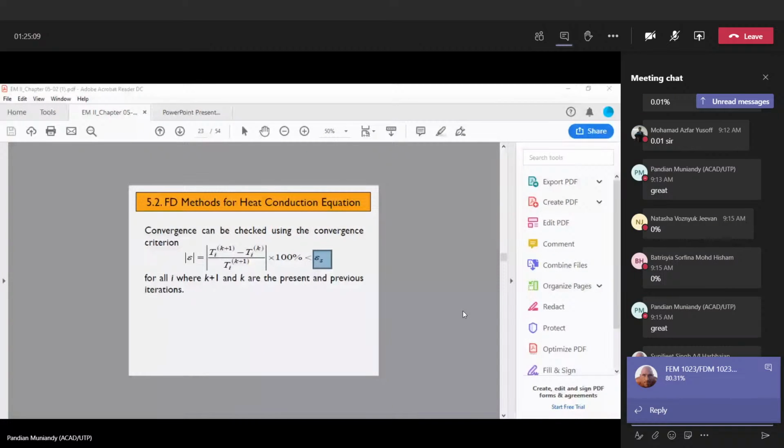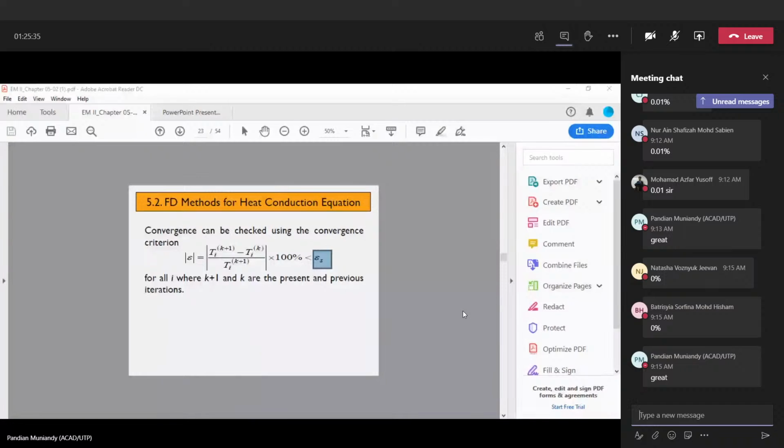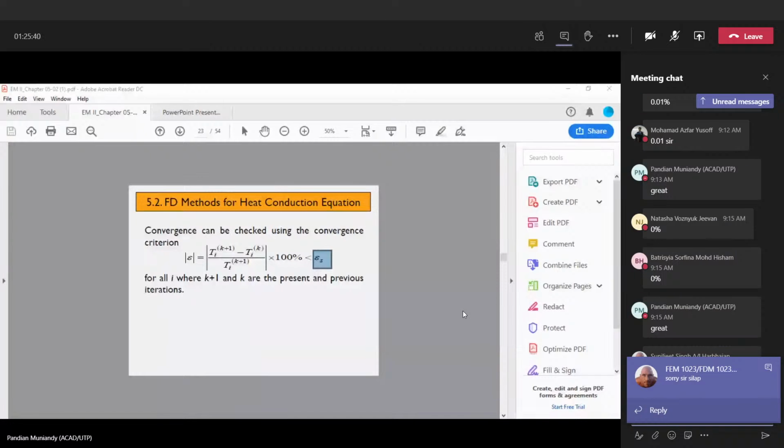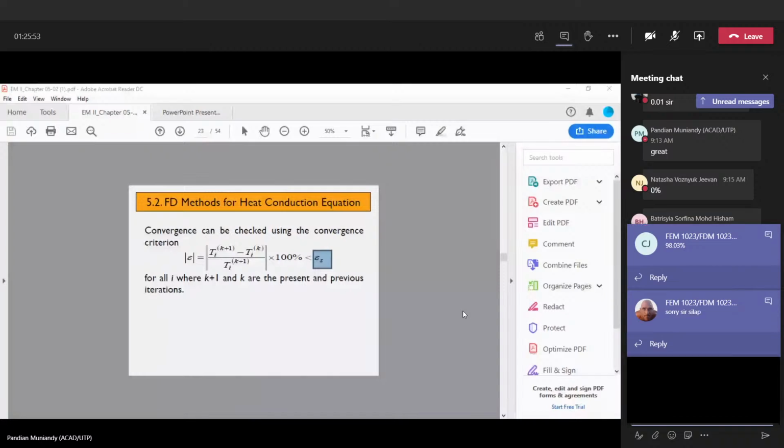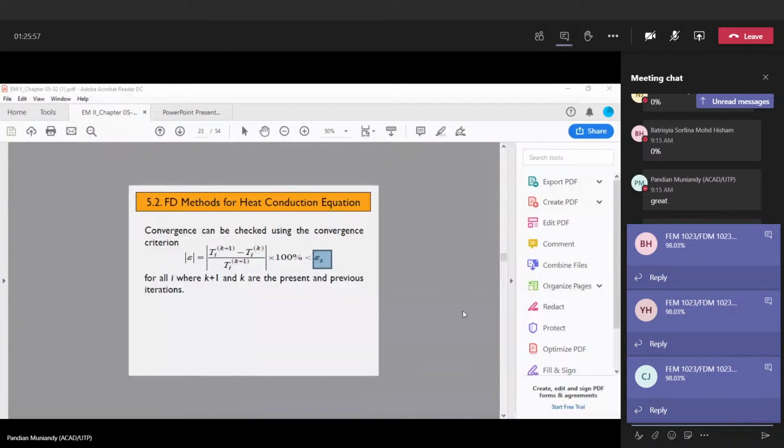T3, 0.01067 minus 0.0021. T3 second iteration, 0.00021. 98.03, sorry, sir, my mistake. 98.03%.